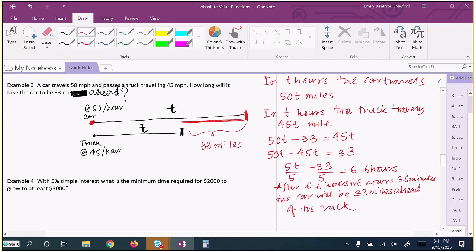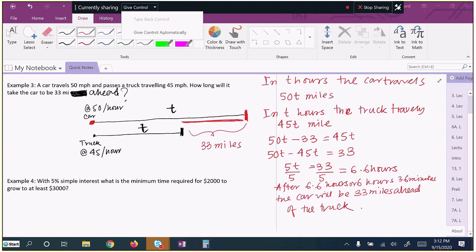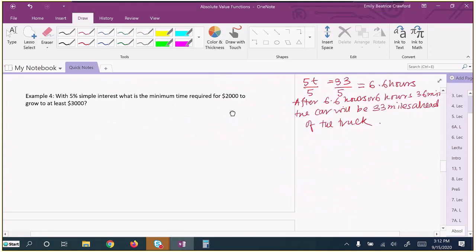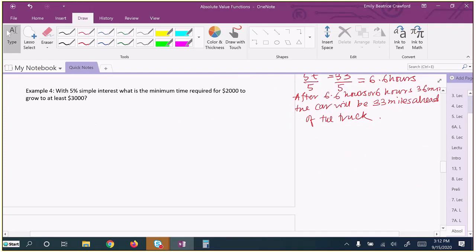So that's an example where we use a linear equation to solve the problem. Example 4 is about simple interest. It says that with 5% simple interest, what is the minimum time required for $2,000 to grow to at least $3,000? So we're just going to first remind ourselves of the simple interest formula.